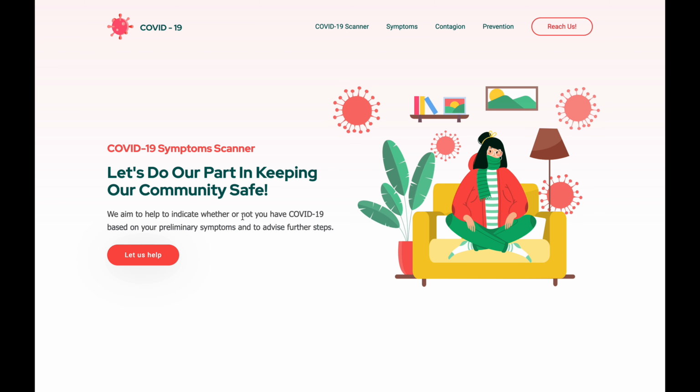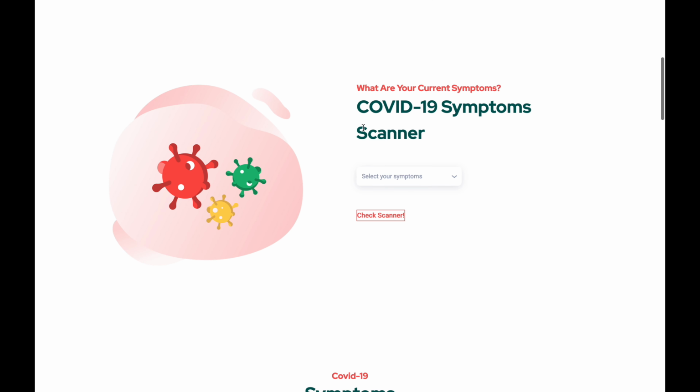So this is our web app. The main aim of our web app is to help users indicate whether or not they have COVID-19 based on their preliminary symptoms and to advise further steps for them. So over here, you can navigate through the page by clicking on the links at the top of the web page. By clicking on COVID-19 scanner, you are able to predict whether you have COVID-19 based on the different symptoms you have, for example, breathing problems and dry cough.